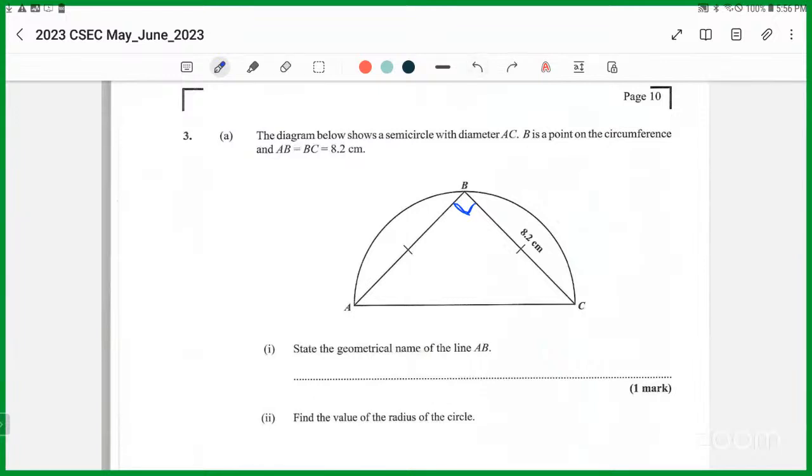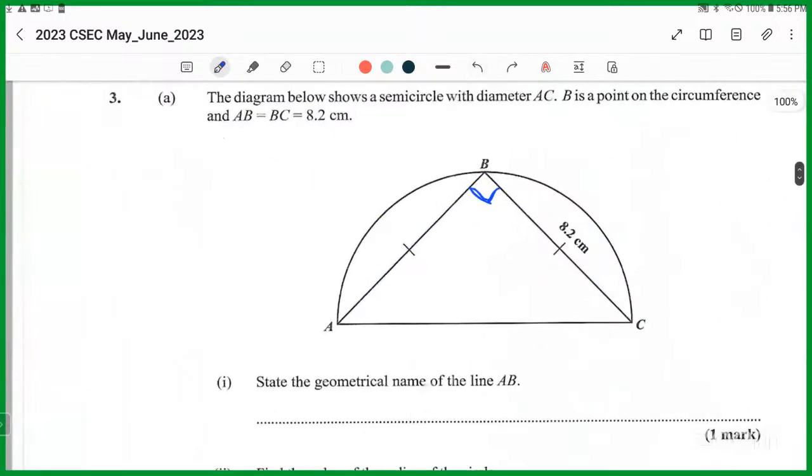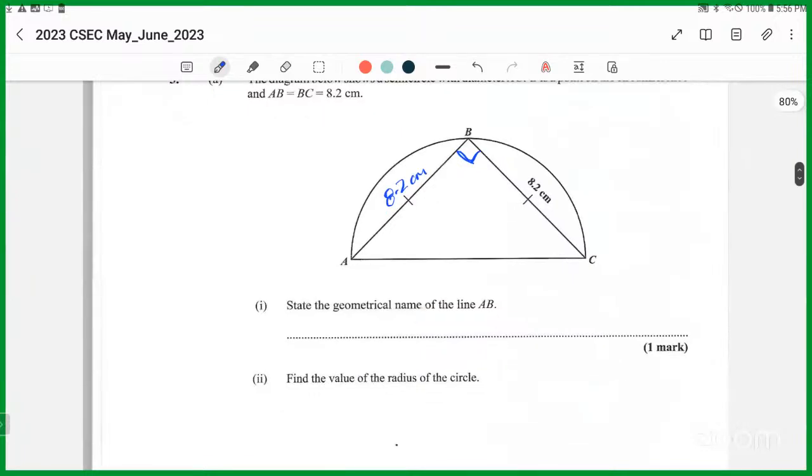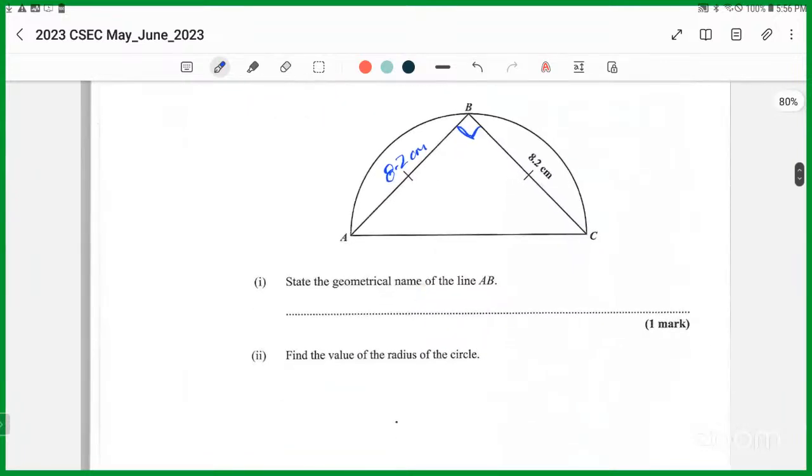It says B is a point on the circumference, and then this is isosceles, because they tell us that those two lengths are the same. But this length over here is also 8.2. So an isosceles right angle triangle. It says, state the geometrical name for the line AB. This line AB, it's a chord, right? A line that joins 2 points on the circumference is a chord.